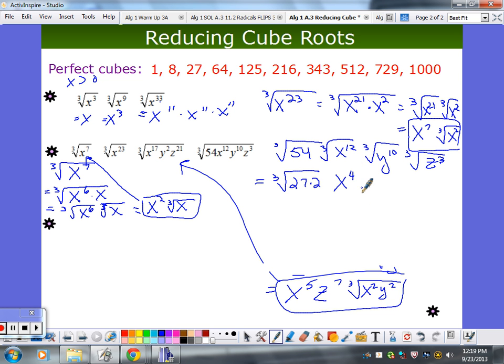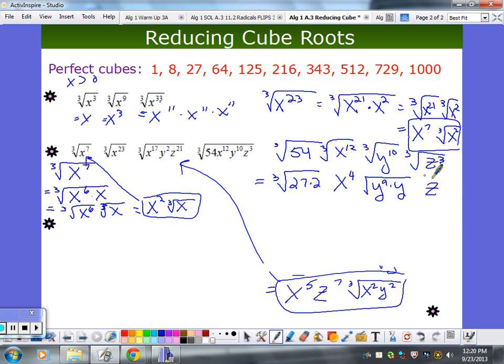Notice, not under the radical anymore. Once you find the root, it's out of jail. What about y to the 10? Oh no, y to the 9 times y. How come I only have to subtract 1 from the 10? Because 9 is divisible by 3, 9 is a perfect cube. How about the cube root of z to the 3rd power? What is that? z, isn't it? z times z times z is z to the 3rd power.